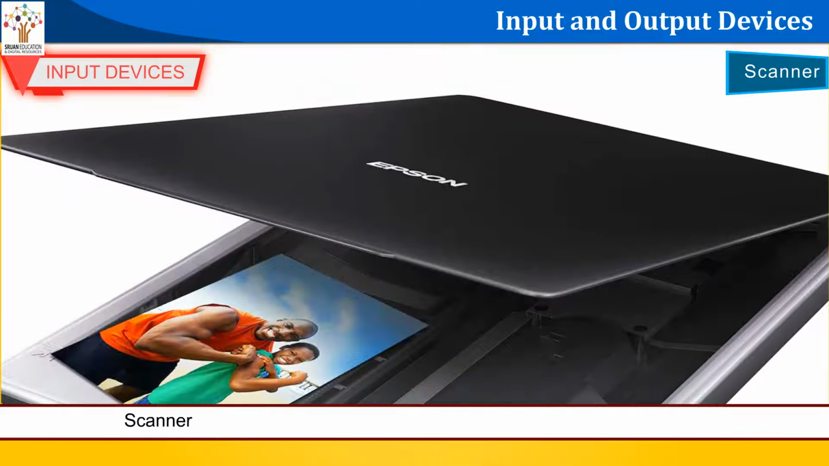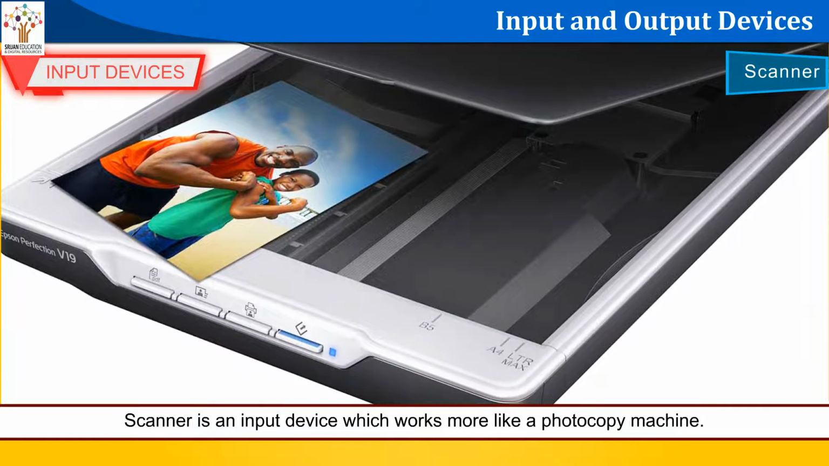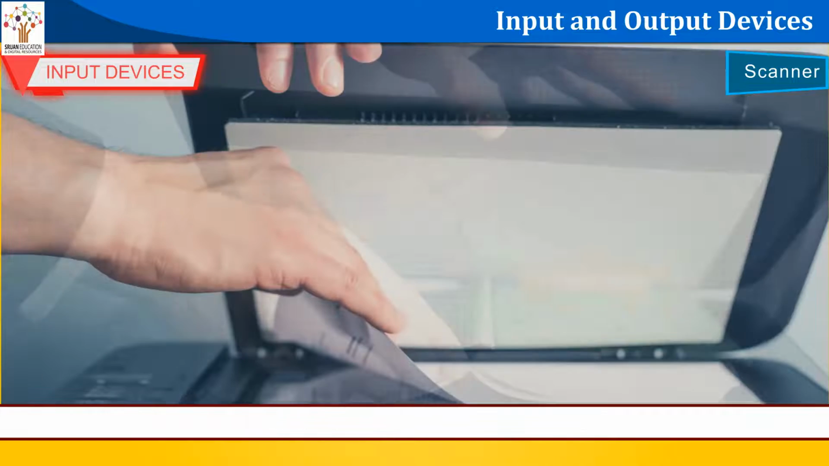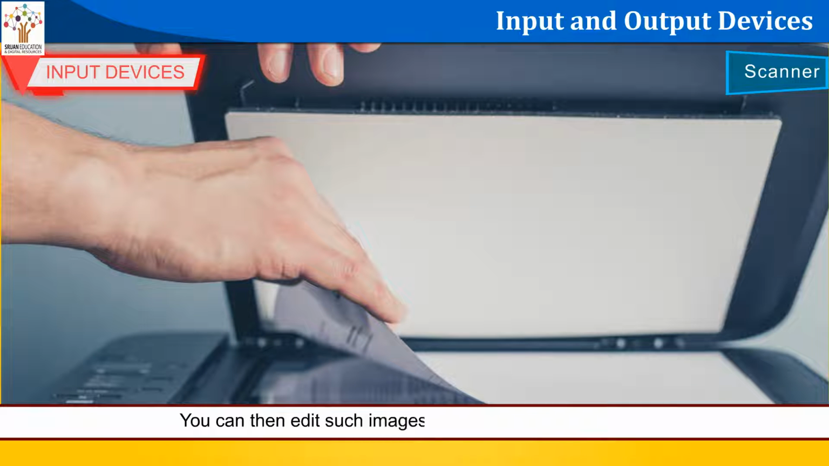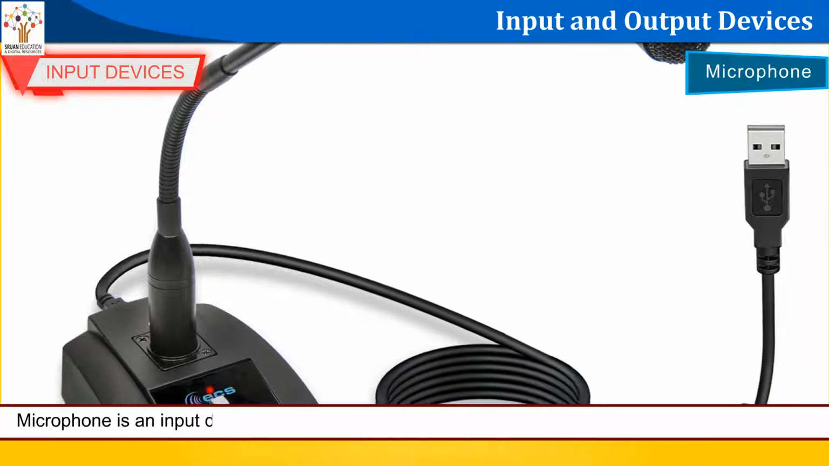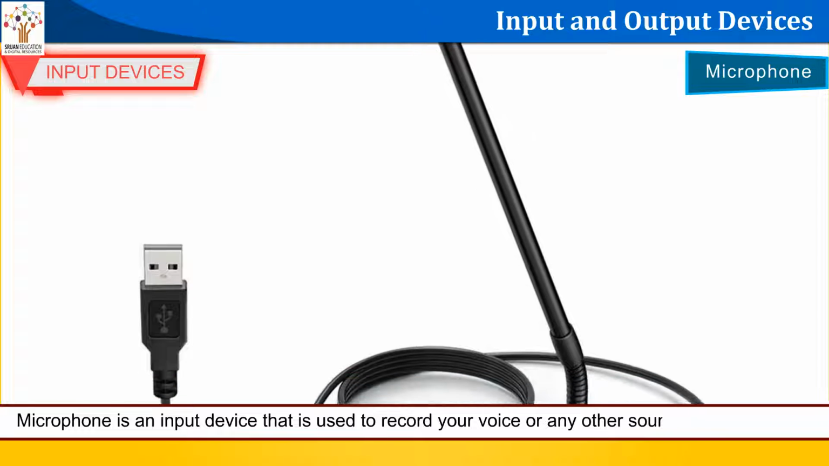Scanner. Scanner is an input device which works more like a photocopy machine. It is used when some information on paper needs to be copied to the hard disk of the computer as an image. You can then edit such images before taking their printout. Microphone. Microphone is an input device that is used to record your voice or any other sound into a computer.